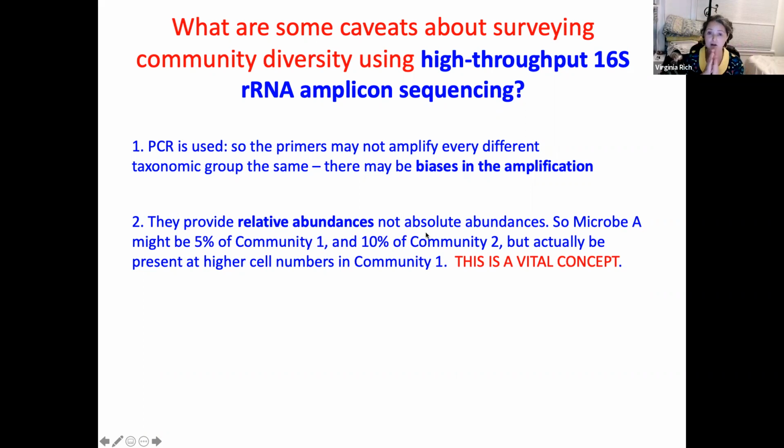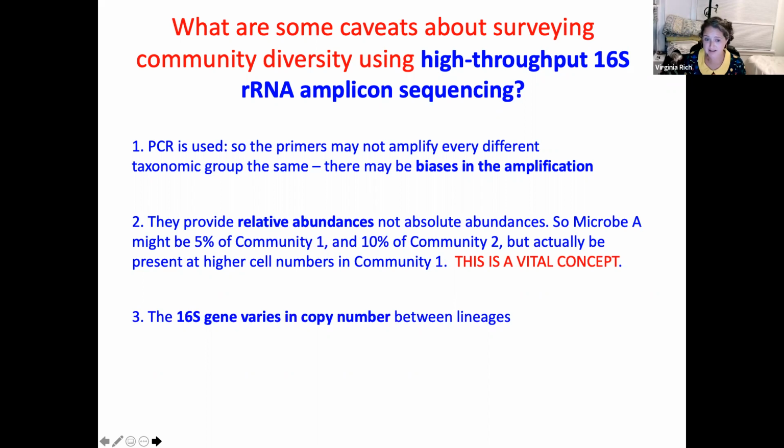So this is a vital concept, the difference between relative abundance and absolute abundance, which some of you as scientists may think, oh yeah, relative versus absolute abundance, totally get it. But when you start looking at this data and you're comparing different samples with your relative abundance, it can be really easy to fall into the trap of conflating relative and absolute abundance. Okay.